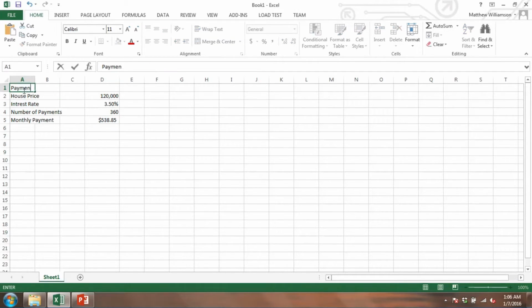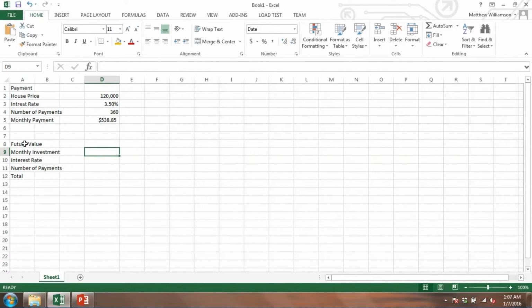So I'll just put it up here, payment. So let's try out future value. So we'll put it over here. So remember here, this is the idea where we would maybe put money into something and then let it grow for a bit and see how much we would get. So let's try monthly investment, interest rate, and then number of payments, and then our total. Okay, so let's say we put $5,000 a year into something.